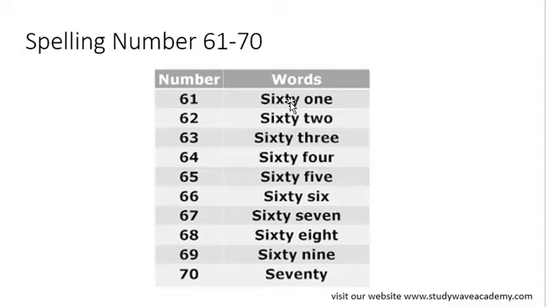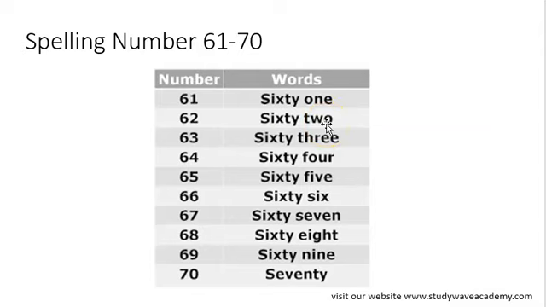So now, how do we spell the next number? The next number is 62. And how do we spell 62? We spell 60 and 2 together. We spell 60 as S-I-X-T-Y and we spell 2 as T-W-O. Okay, so now we are going to spell them together to spell 62. Okay, let's spell S-I-X-T-Y-T-W-O, 62.